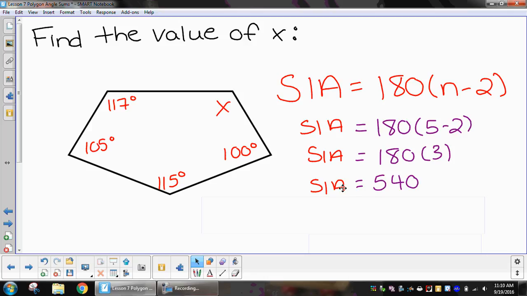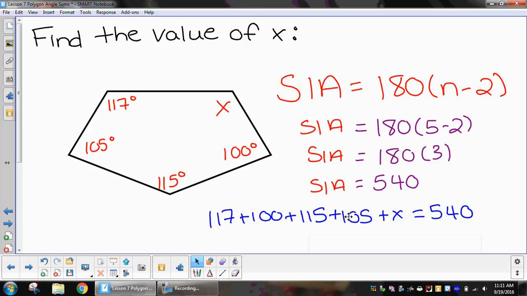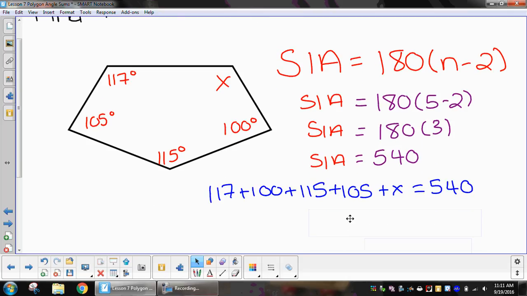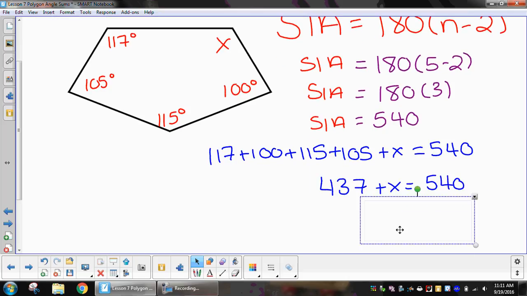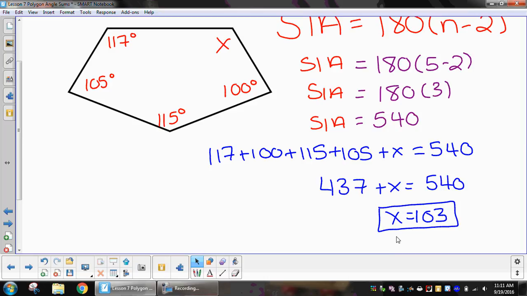And then if I actually add up the interior angles, I sum them. I add 100 plus 115, 105, 117, and x. I can make that equal to 540. And I can simplify and solve and get that missing angle is 103.